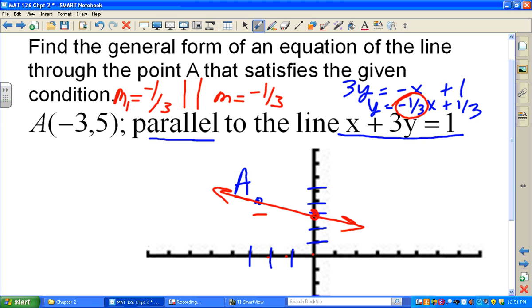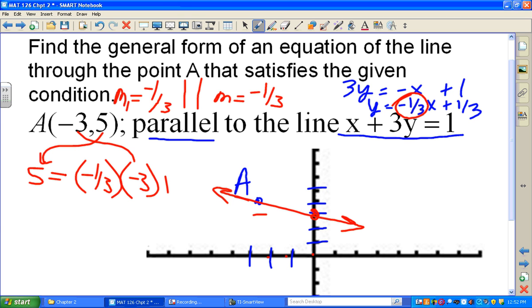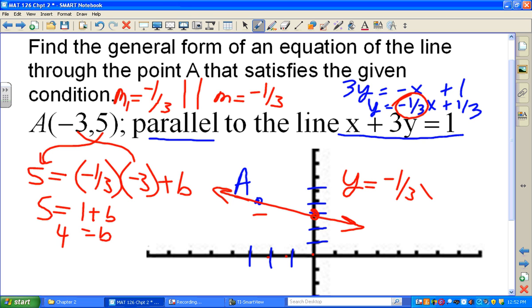And I told you I could take the point: 5 equals m times x plus b. I like to do that whenever I find the equation of a line. Now, you can adapt that, but that's what I always like to do. So 5 equals 1 plus b. B equals 4. Anybody else get y equals negative 1/3 x plus 4? Or am I the only one? Is that what you got, Michelle? Yeah. Good. Y equals negative 1/3 x plus 4. Nice.